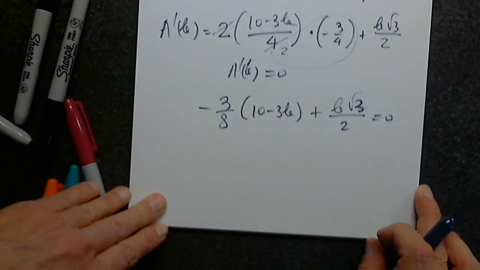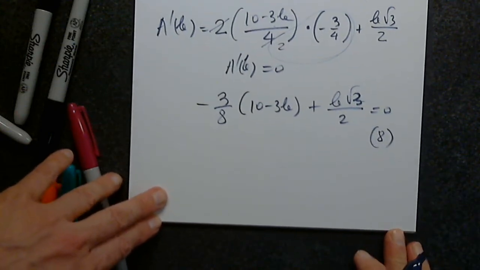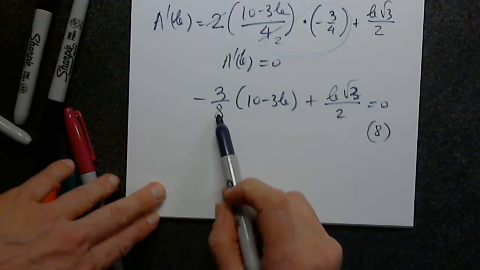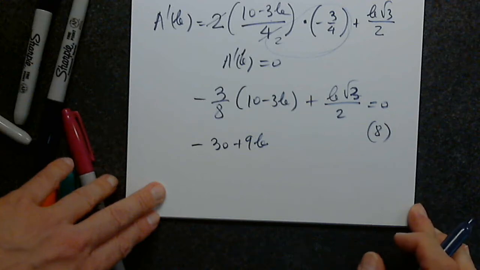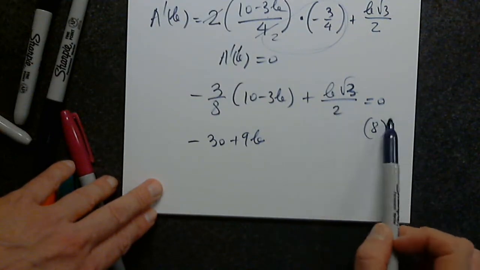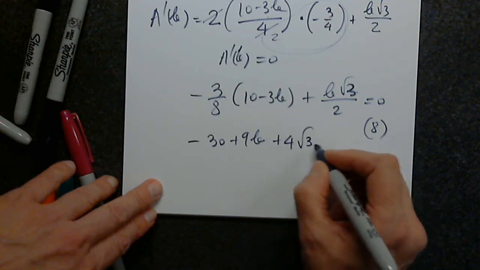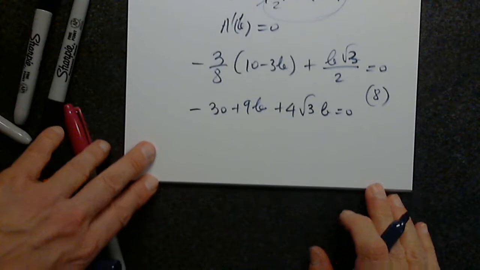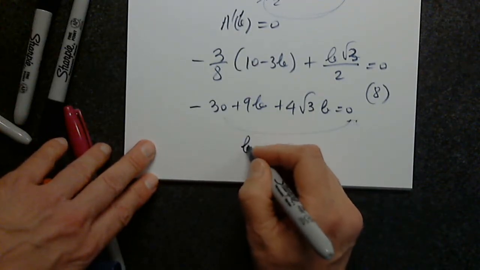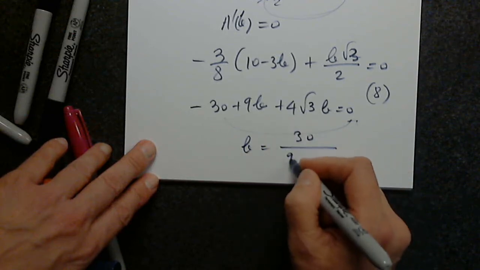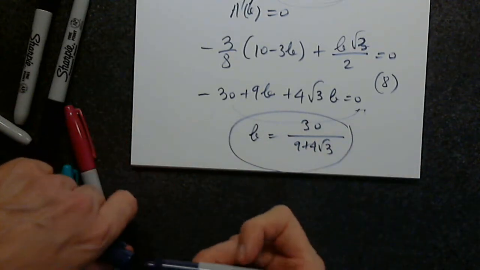I would like to multiply both sides by 8. Yes, by 8. I want to clear these fractions. So when I multiply here by 8, I get negative 30 plus 9b. When I multiply here by 8, 8 over 2 is 4, 4 the square root of 3b equals 0. I have to factor and move this here. So then b will be 30 over 9 plus 4 the square root of 3. Not friendly at all.